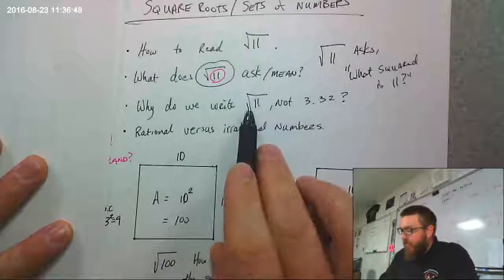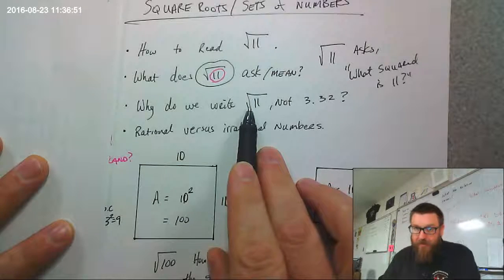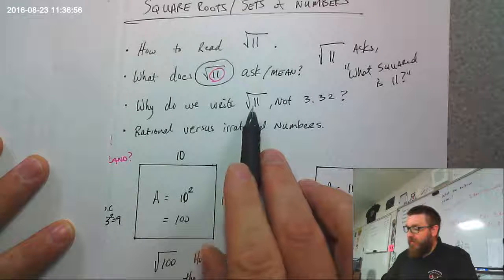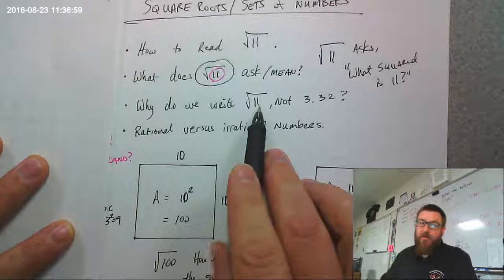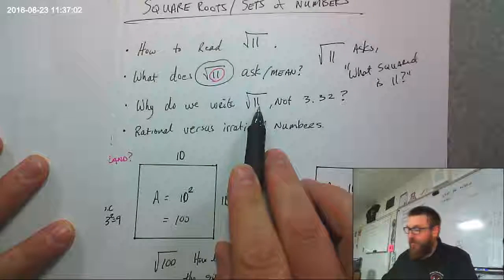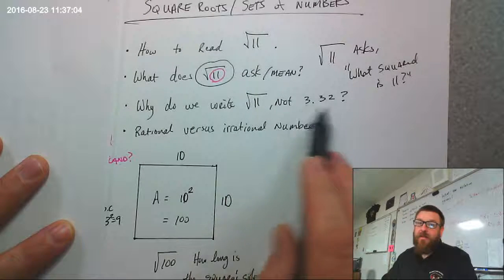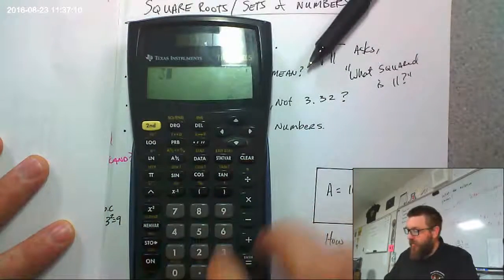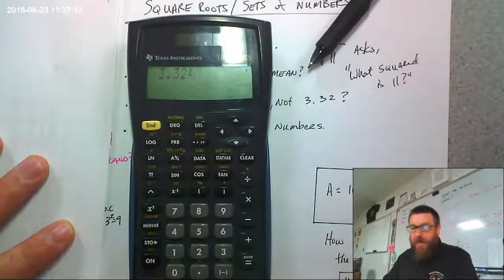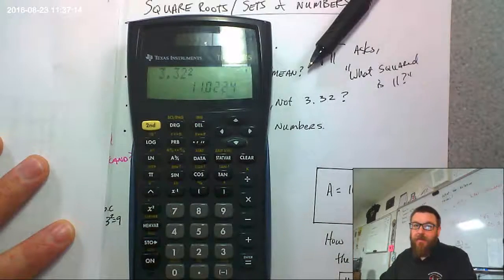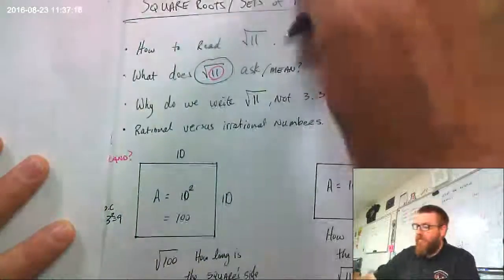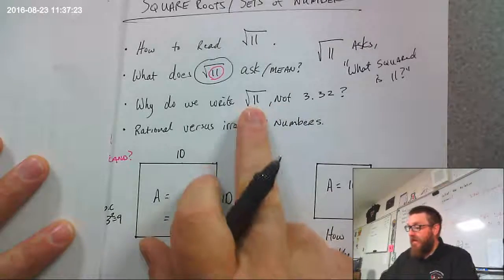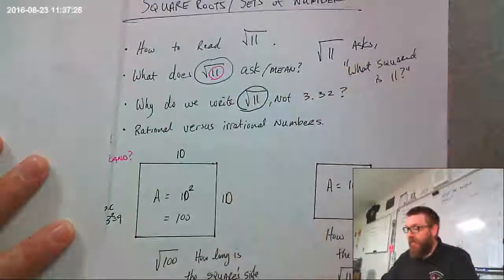So the square root of 11, we can't actually write out what that number is, because it never stops. So we write this instead. This is the number times itself that equals 11. We can't actually write what it equals. This is a decimal approximation. In fact, if you take 3.32 and square that, I do not get 11. I get something a little more. So that's just an approximation, while this is exact. So we write this because it's exact.